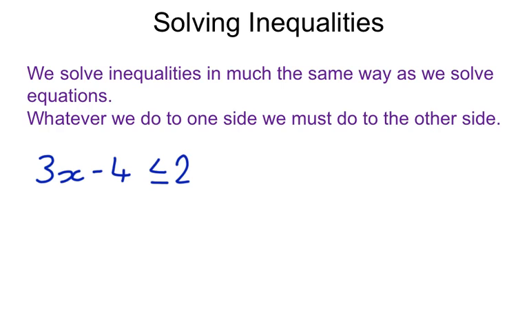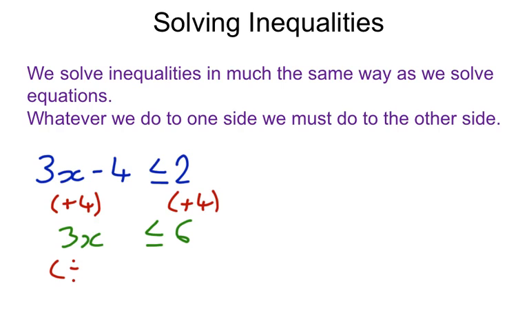So let's have a look at some examples. 3x minus 4 is less than or equal to 2. So here the first thing we would do is add 4 to this side. So we have to add 4 to this side. And that will give us 3x is less than or equal to, and on this side we get 6. The next thing we would do is divide by 3, and then we get x is less than or equal to 2.